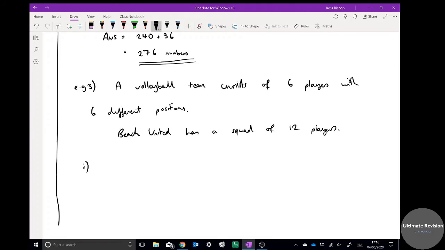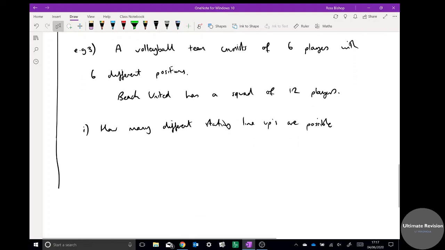Question number 1, how many different starting lineups are possible? Okay, so you've got a squad of 12. You can only choose 6 players, but there are 6 different positions. How many different starting lineups are possible? Again, maybe pause the video, have a go at this, see what you think.